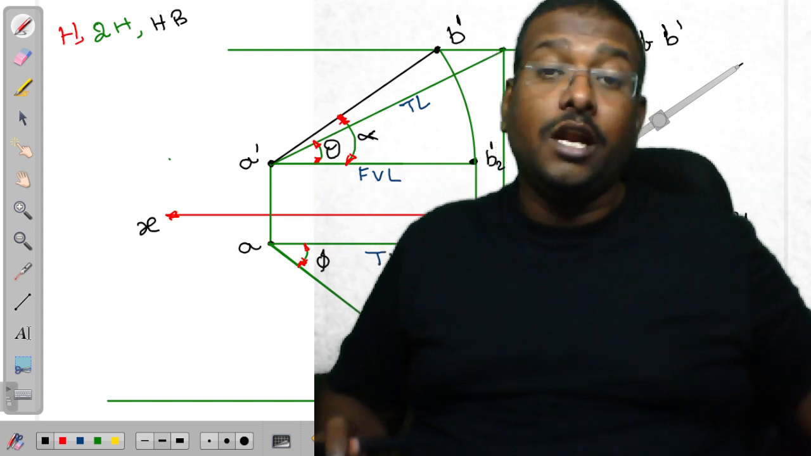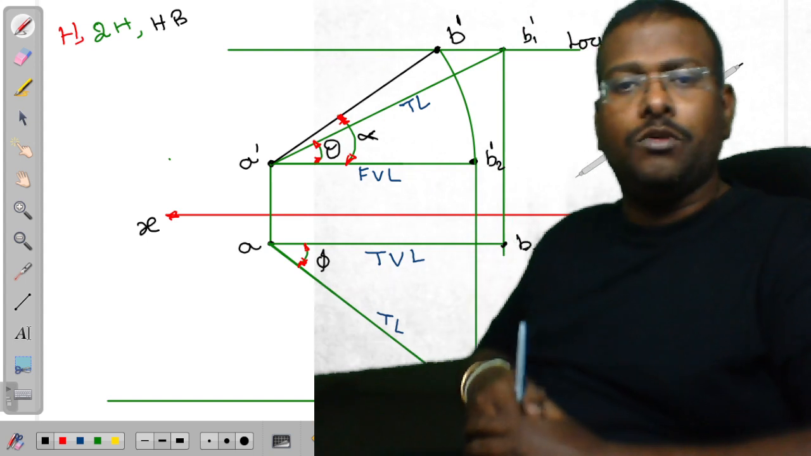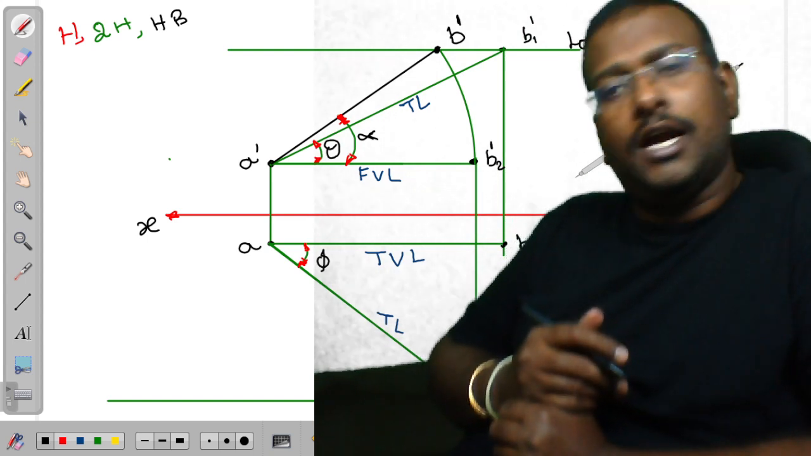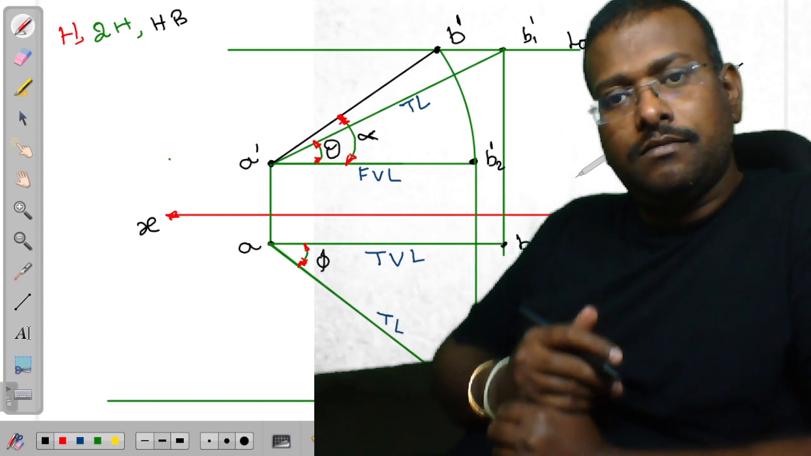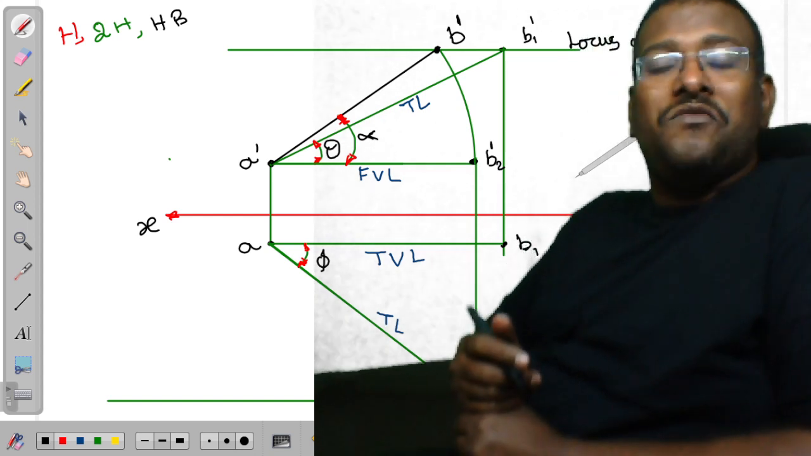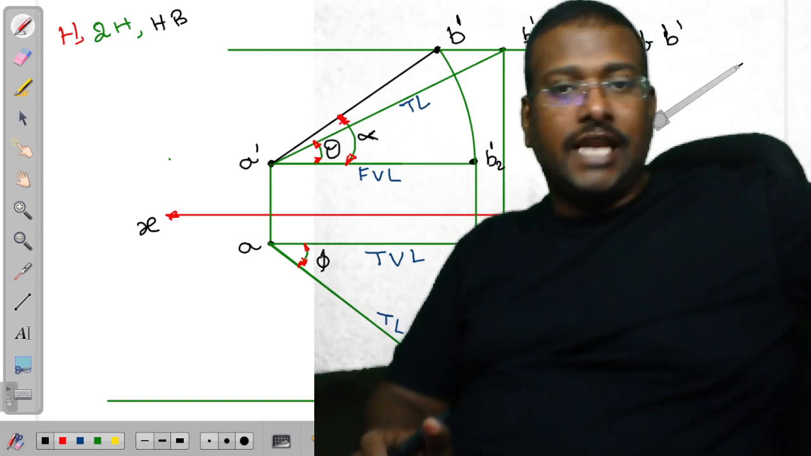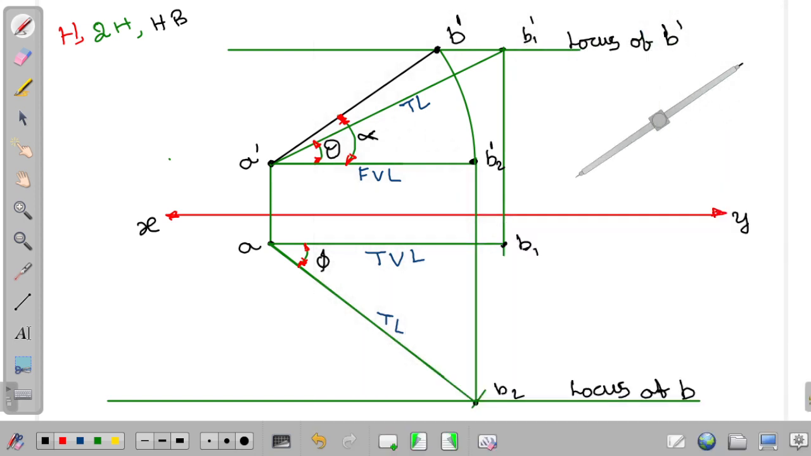Sir, how to get the top view? Pause the video, think about it for 2 minutes and get it. Yeah, good. A few people will say, sir, take AB1 as radius, because it is the top view length, and A as center. Draw the arc up to the locus of B.